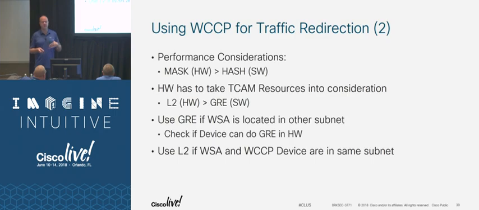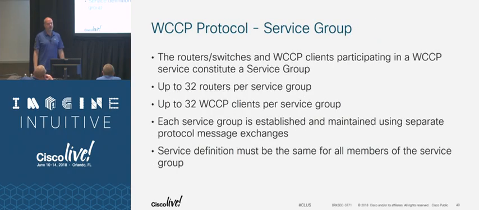If the WSA is in a different subnet than your proxies, you're going to be forced to use GRE. And again, some of the WCCP servers have a hard time with GRE. So again, we get back to that matrix of knowing what can be supported where. And in the hidden slides, I have some more information about some of the platforms. So again, use L2 if they're in the same subnet. Mask and layer 2 are really the recommendations.